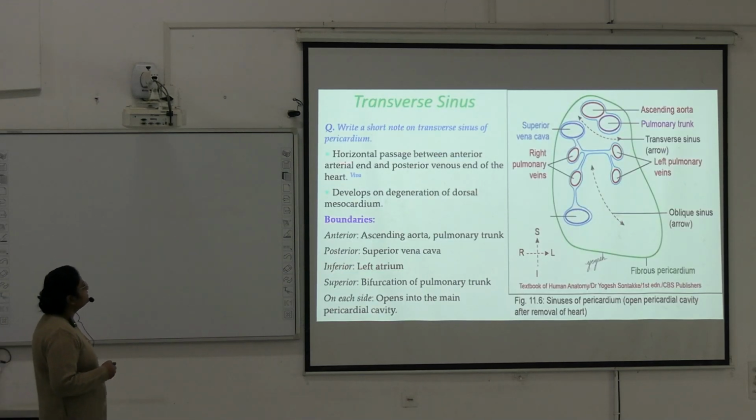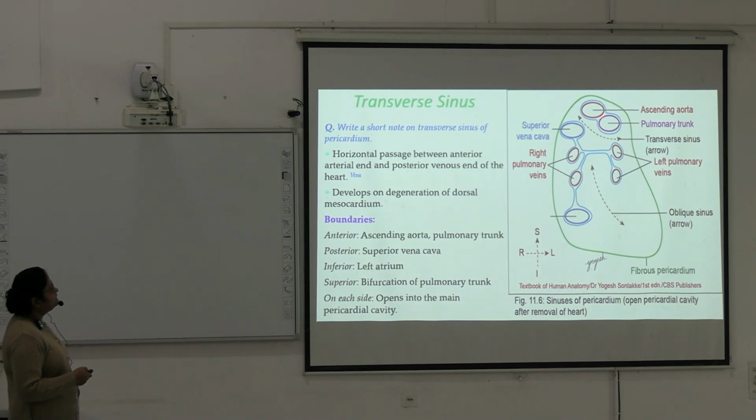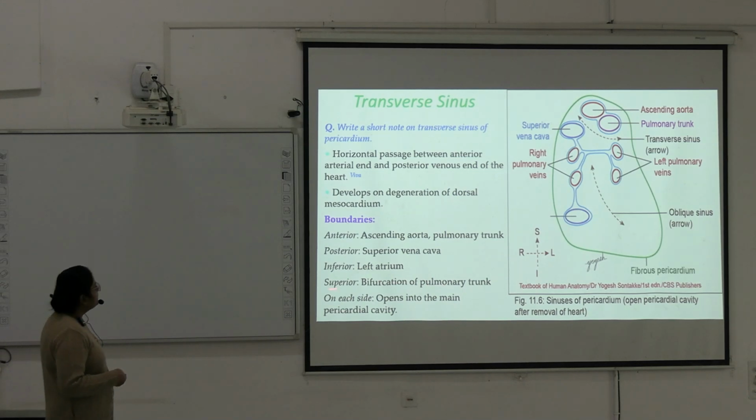So the transverse sinus is a horizontal passage between the anterior arterial end and posterior venous end of the heart. It develops on degeneration of the dorsal mesocardium. What are the boundaries? Anterior boundary is formed by ascending aorta and pulmonary trunk. Posterior boundary by superior vena cava. Here is the superior vena cava. Inferiorly bounded by the left atrium, and superiorly lies the bifurcation of the pulmonary trunk. On each side it opens into the main pericardial cavity. On each side it is open. Okay, you can see.